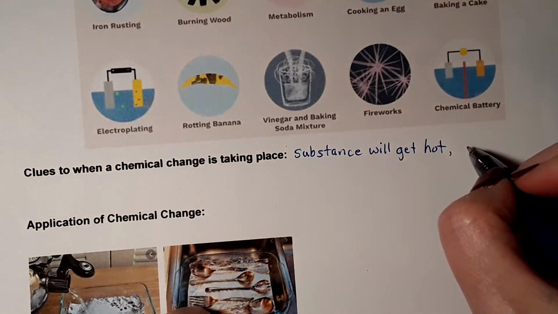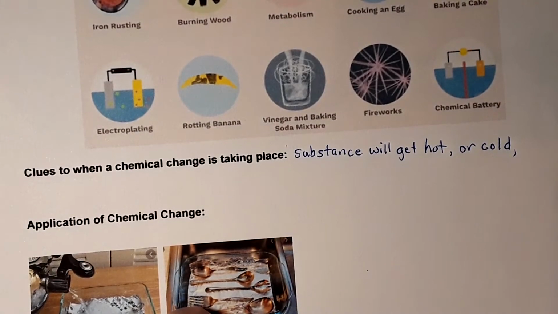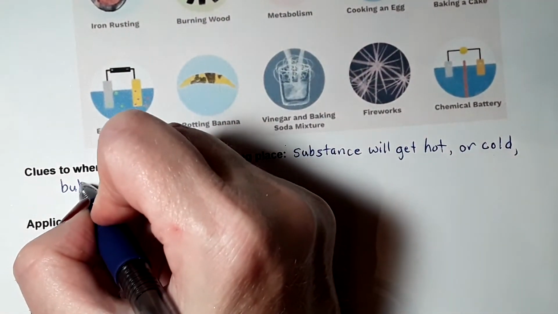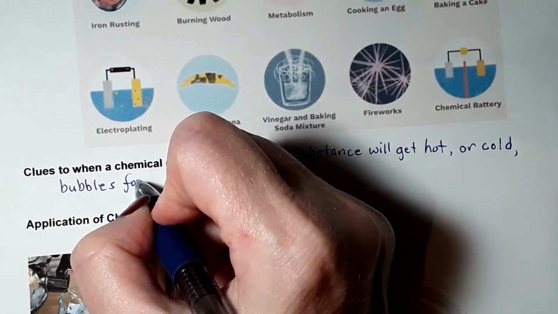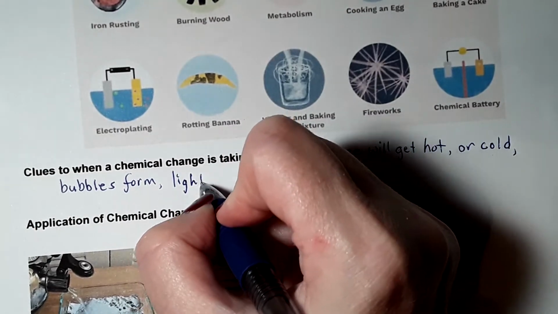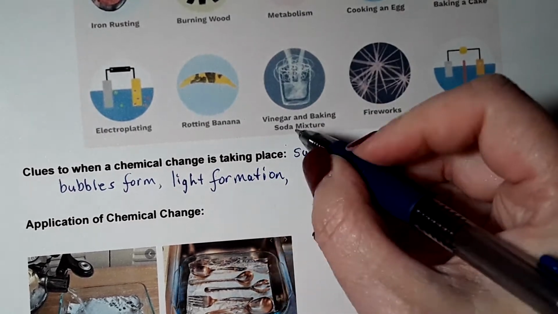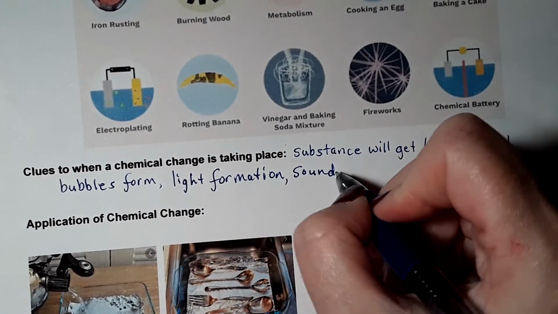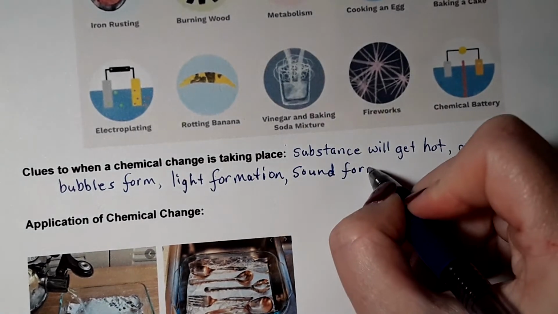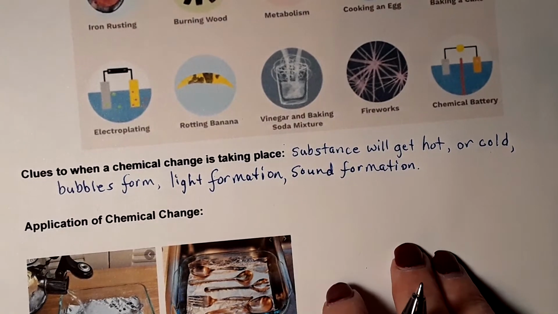Another clue could be just the opposite. It could also get very cold. You could see bubbles formed in some chemical reactions. You could get light formation, like with the firecrackers, or even sound. So there are a number of clues that can indicate that a chemical rather than a physical change is taking place. An application of a chemical change.